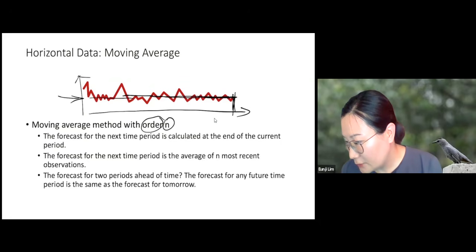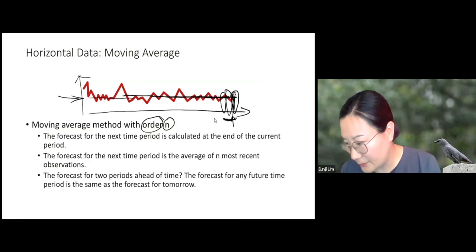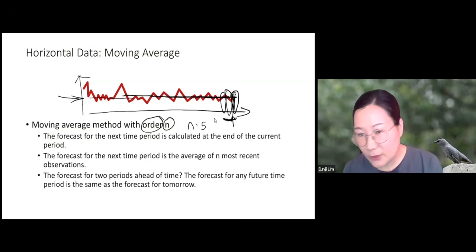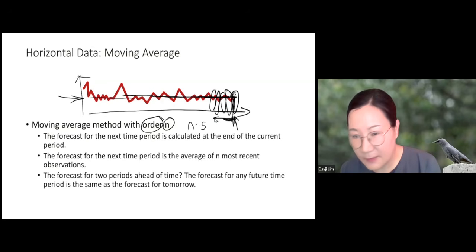So for example, you can collect the observation from today and the observation from yesterday and the observation from the day before, and then average these 3 numbers. Then the average of these 3 numbers will be our forecast for tomorrow. Now, what happens if n equals 5? We're going to repeat the same thing. We're going to start from the current time period and go back in time until we collect 5 data points. And then we're going to average these 5 data points. And that's going to be our forecast for the next time period.